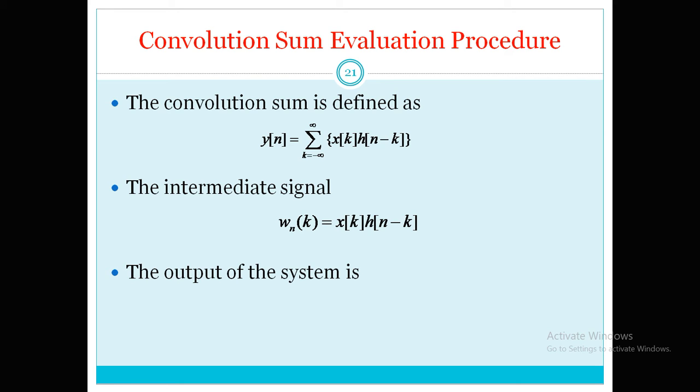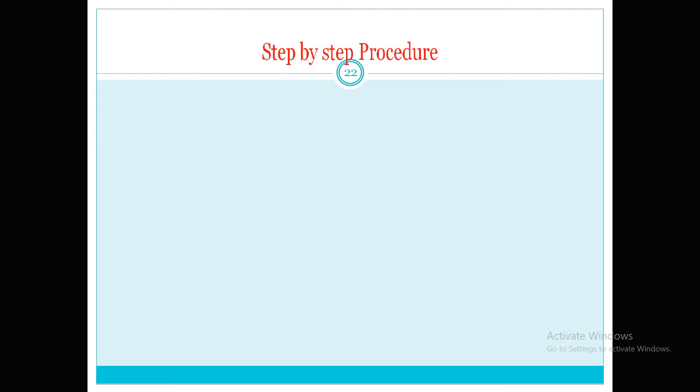So the output of the system is y of n is equal to sigma k equal to minus infinity to infinity w n of k. So simple. Of course, these brackets for w n of k should not be normal brackets, those should be square brackets. So please keep that point in your mind also. So that's all. These are the formulae we need to use for the convolution sum, and let's move on to the evaluation procedure, that is, the step-by-step procedure.